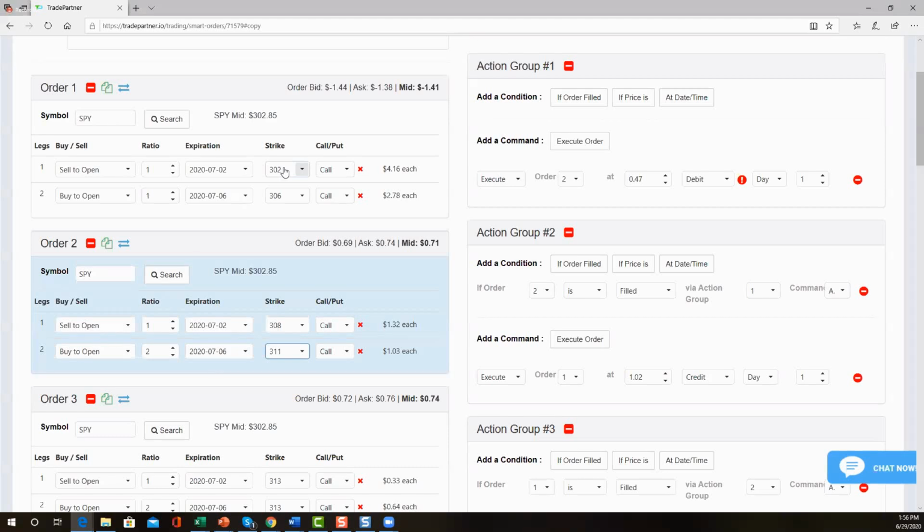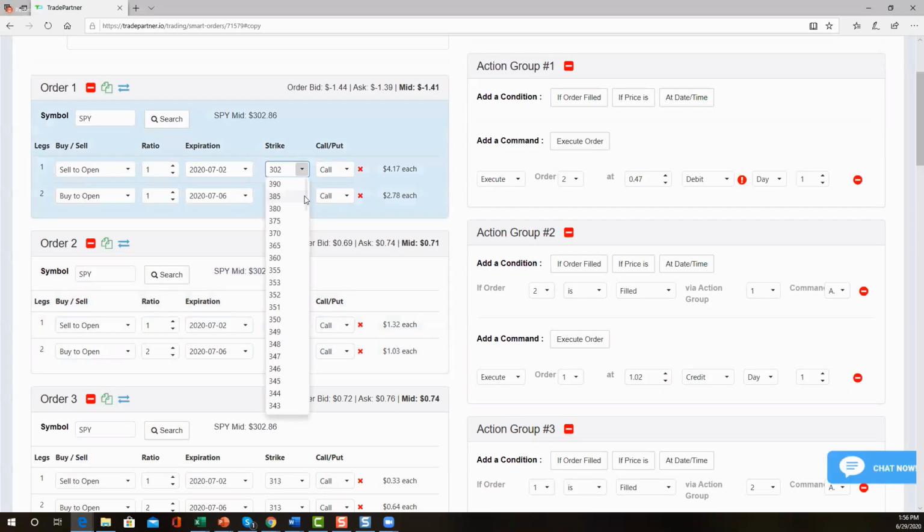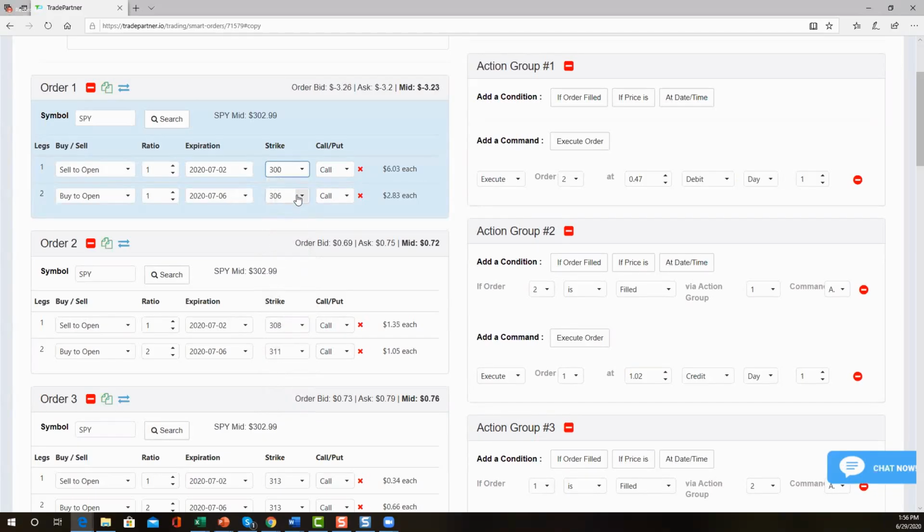Just to give you an example, okay? How far can you go down? We'll go down another 2 points, and we'll see. If we go down another 2 points, we're probably looking at a debit on this trade. And I'm just showing you how this stuff works so that you understand.